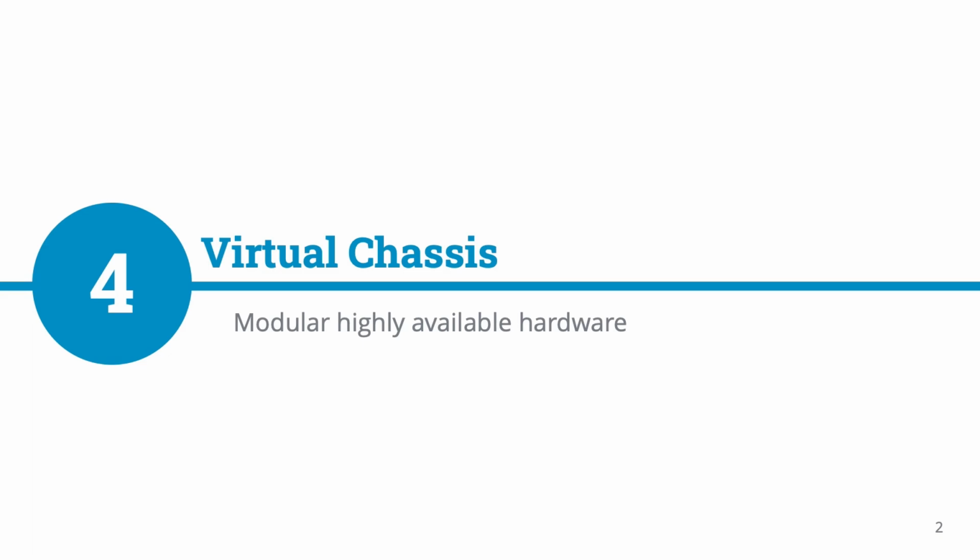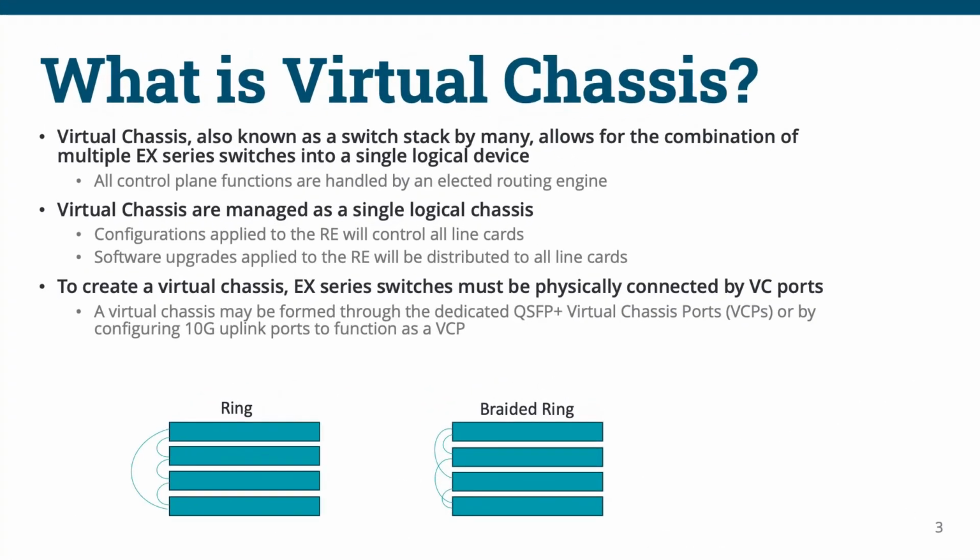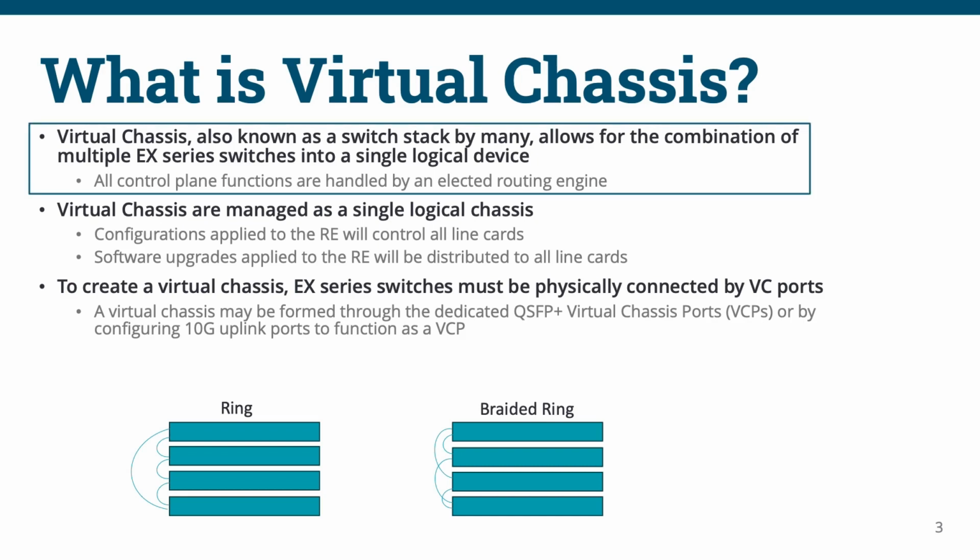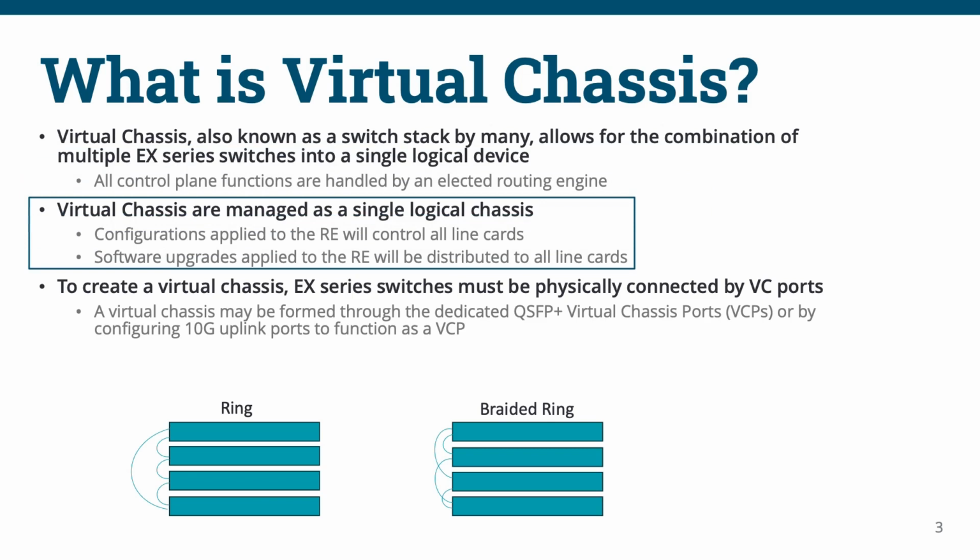So let's get started with reviewing in a bit more detail what exactly a virtual chassis is. Some other vendors have features very similar to the virtual chassis and call it a switch stack or something similar. This is the concept of taking multiple physical device chassis and connecting them so that they act and are managed as a single virtual chassis. This means all of the individual physical devices will be configured from a single management interface.